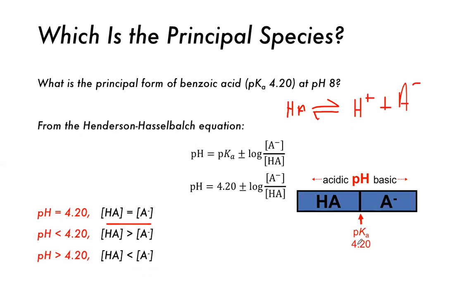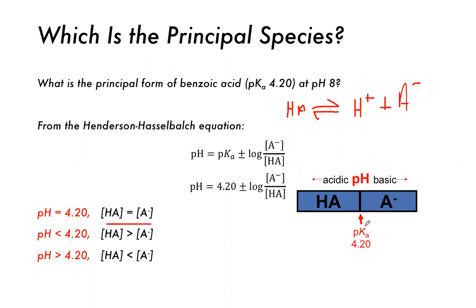Now, this is only the pKa for benzoic acid. If it was a different acid we're dealing with, we would have a different value of pKa, and that would set our midpoint somewhere else. So at this point, pKa is equal to 4.20. We have equal concentrations of HA and A-. That's why I'm calling it the midpoint.